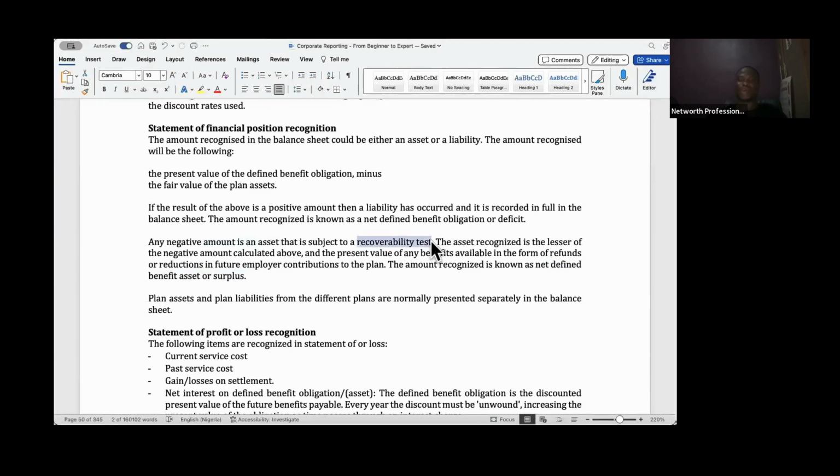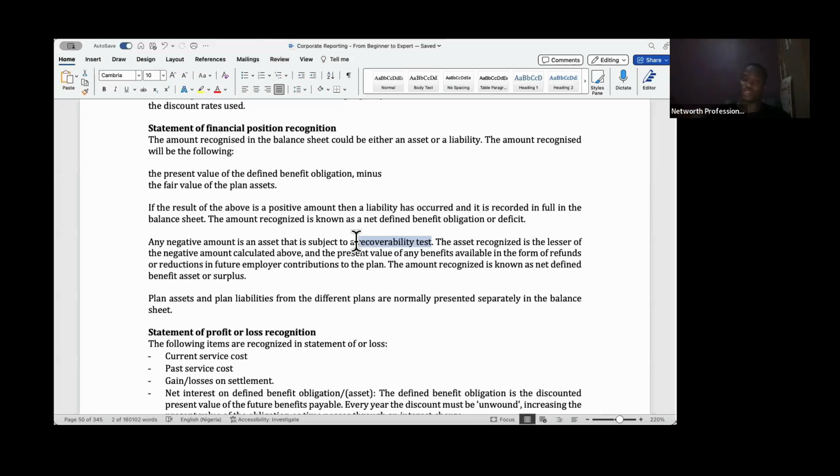When you say that you have contributed more than your obligation, when you say that your plan asset is higher than your obligation, it means that you have contributed much more than what you are owing. Then the benefit to you as an entity right now, because if you have to recognize something as an asset, it means that it's going to generate benefit to you for it to be an asset. So that's why we are subjecting it to a recoverability test. Now, what can you actually recover from this surplus?